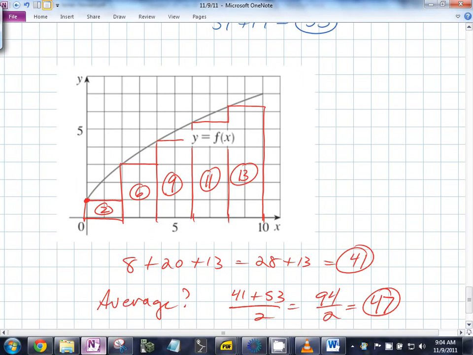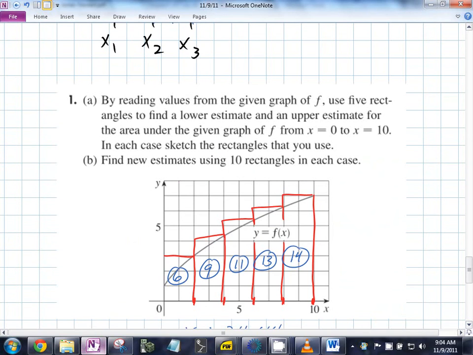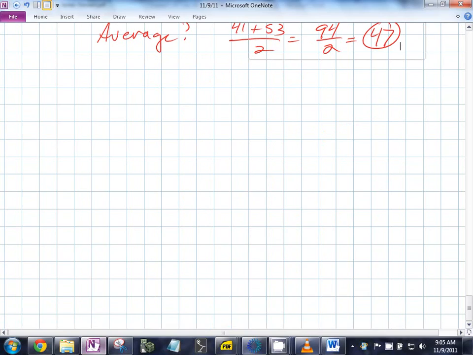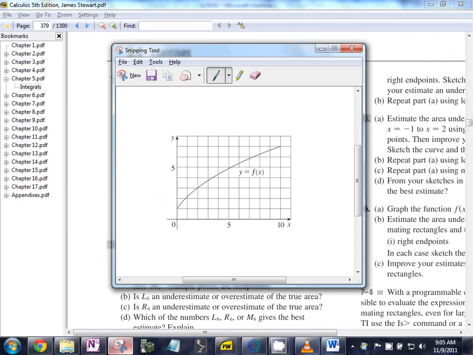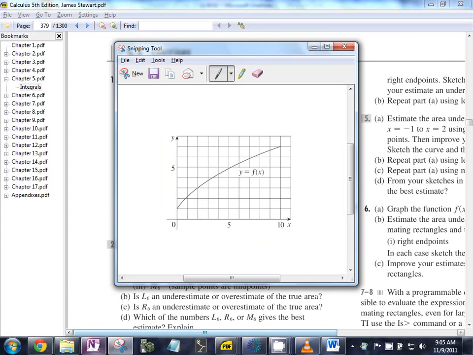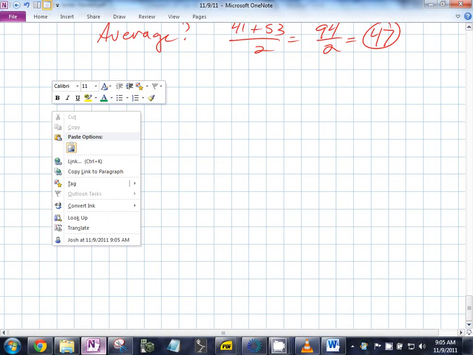Find new estimates using 10 rectangles. So let's actually do this again. Let's do one of them. If it asked you for an estimate based on an average, sure. But to answer this question, it's specifically asking what's your overestimate and what's your underestimate. Over was 53, our under was 47.